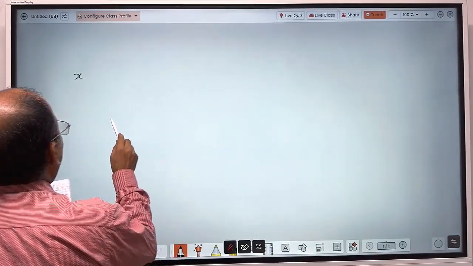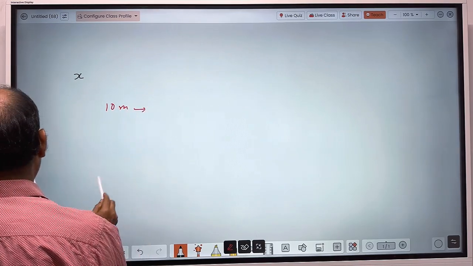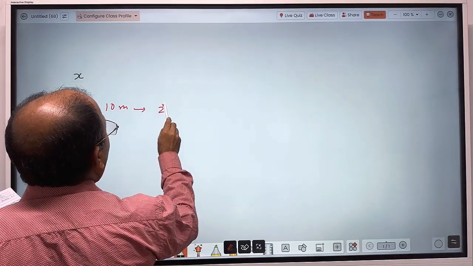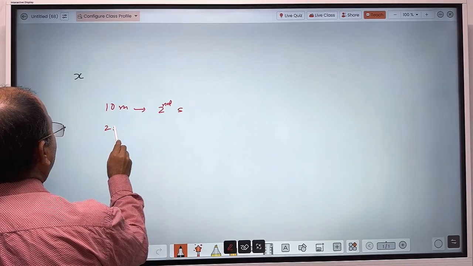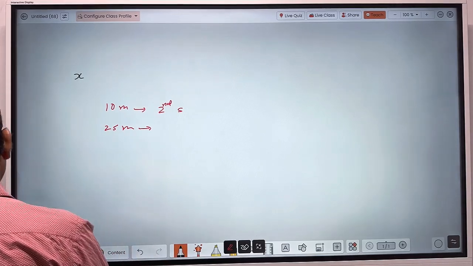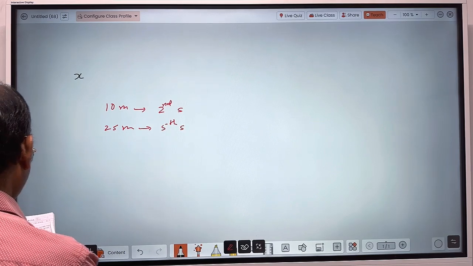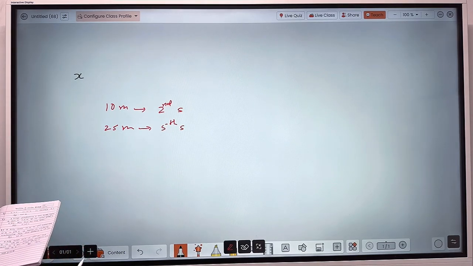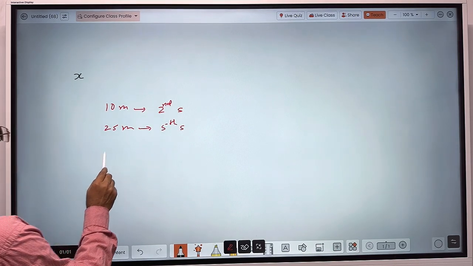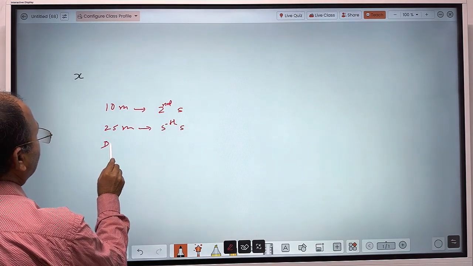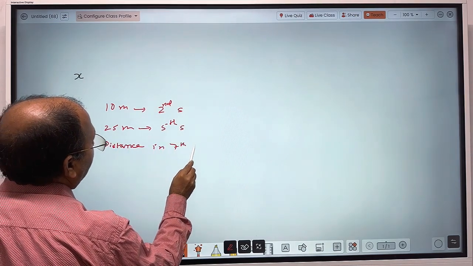Okay, a body covers 10 meter in 2nd second, and 25 meter in 5th second. And motion is uniformly accelerated. We have to find out the distance traveled in the seventh second.